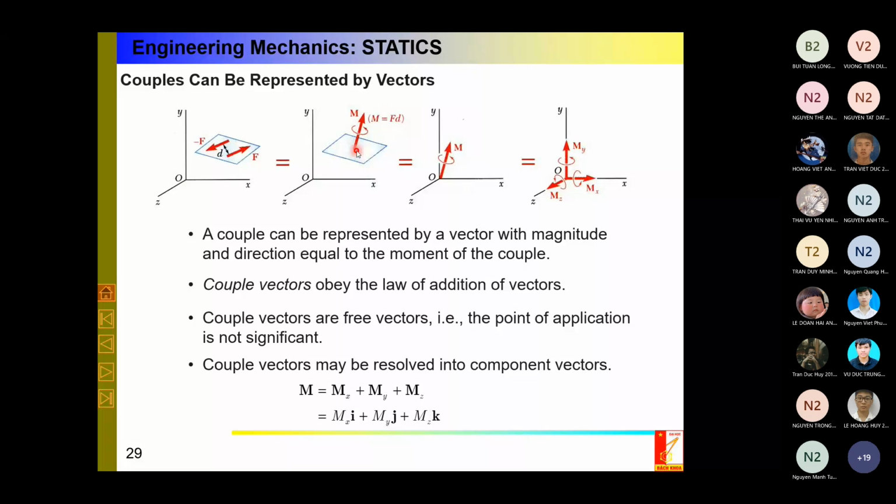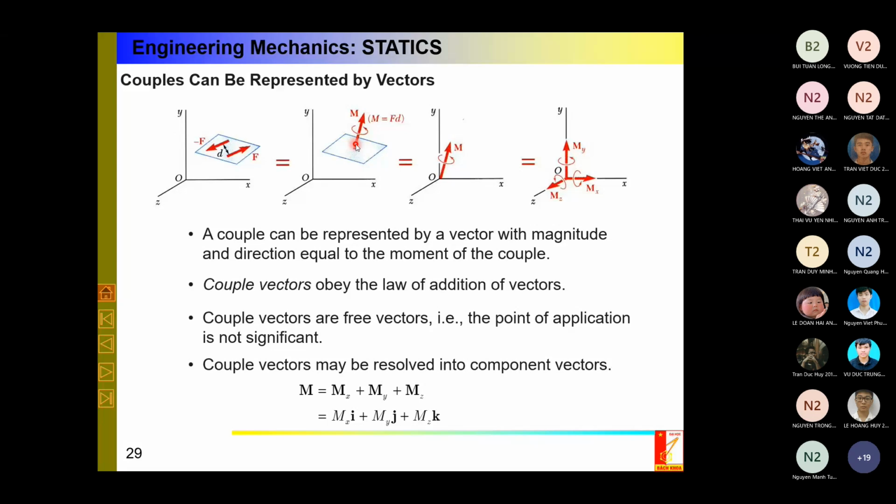This vector is perpendicular to the plane, with the direction following the right-hand rule with the direction of rotation, and the thumb will show the direction of the vector, magnitude F D, and the point of application can be anywhere. Okay, well, these are two things. This picture and this picture are quite easy for you to understand.